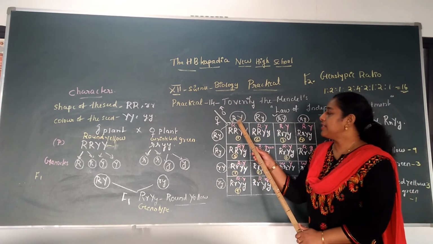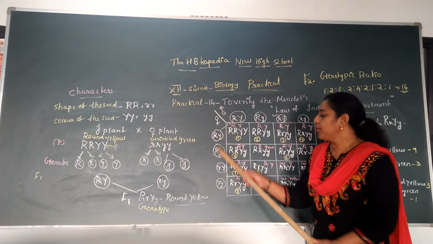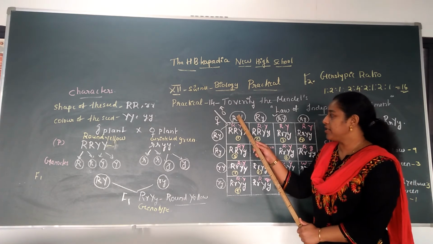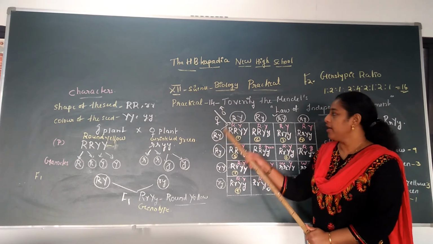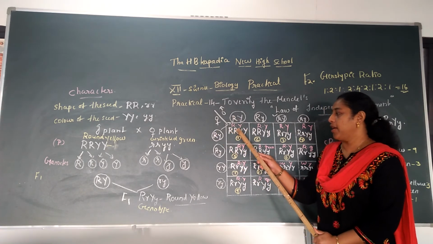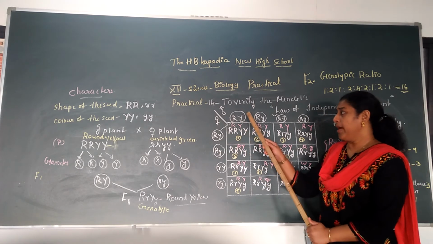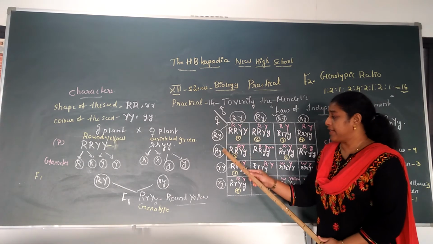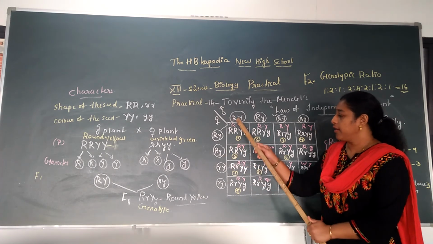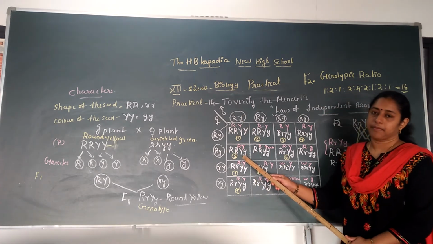Okay, so first I am taking capital R, capital Y and allowing it to fuse with the female gamete. So here I am taking the first male gamete and the first female gamete. So what will we get? Capital R, capital R, capital Y, capital Y. Now I am taking the male gamete with the second female gamete. So what will we get? Capital R, capital R, and capital Y, small y.